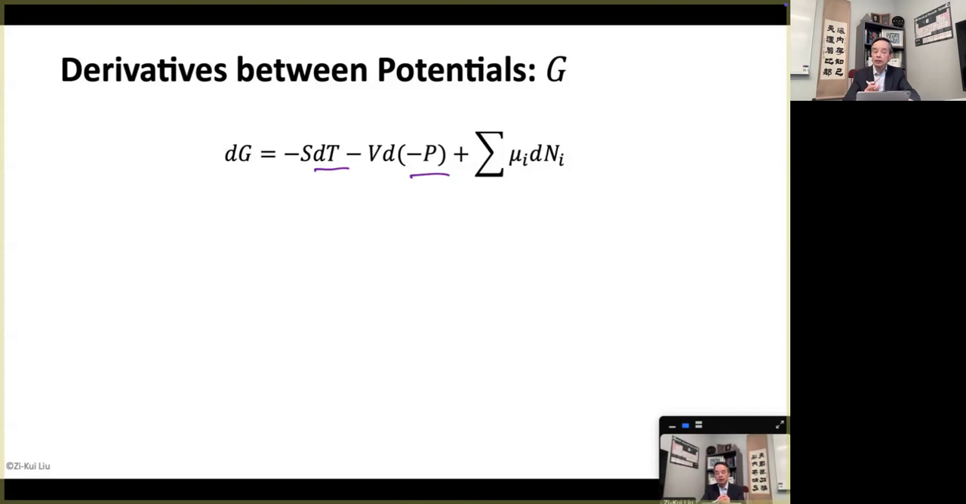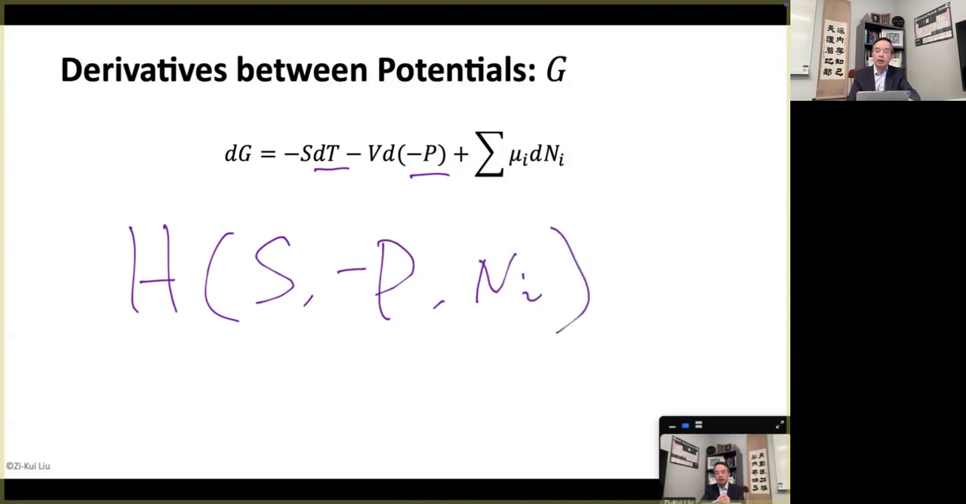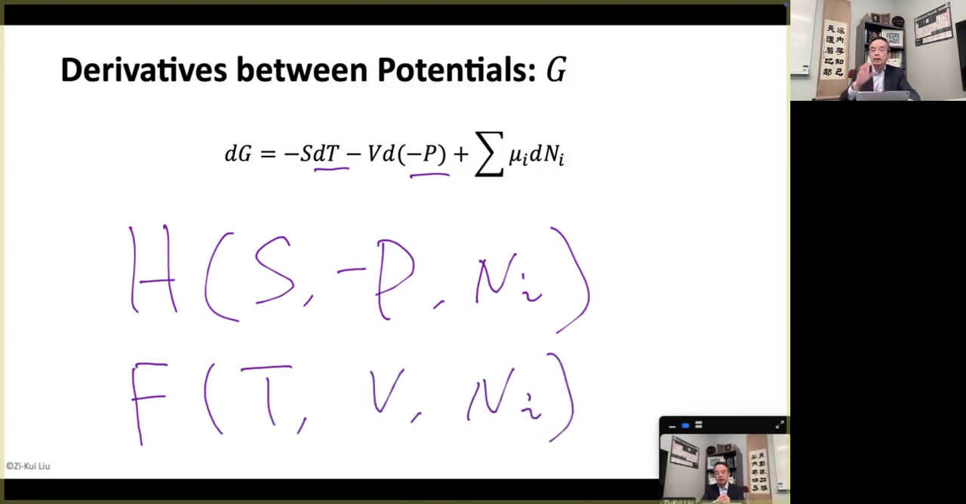For the enthalpy H, we have entropy S, minus P, and Ni, right? So these are the natural variables. If you have F, the natural variables would be T, V, and Ni. So it looks like the same derivative, the same mathematical formula, but the variables held constant are different. Those are the natural variables.